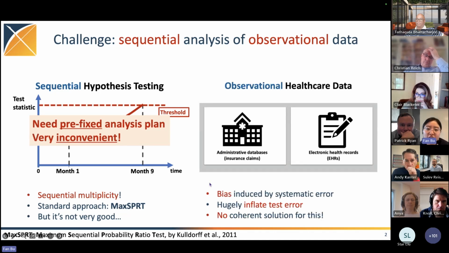On top of that, we have to work with observational data instead of experimental data, including insurance claims and EHRs and so on. And as we know, within OHDSI, there is intrinsically systematic error with those data sources that can lead to bias in estimation and inference. In this context, this can hugely inflate testing errors, leading to unreliable decisions. And in this rather rigid framework, there's no statistically coherent solution for addressing and correcting the bias.